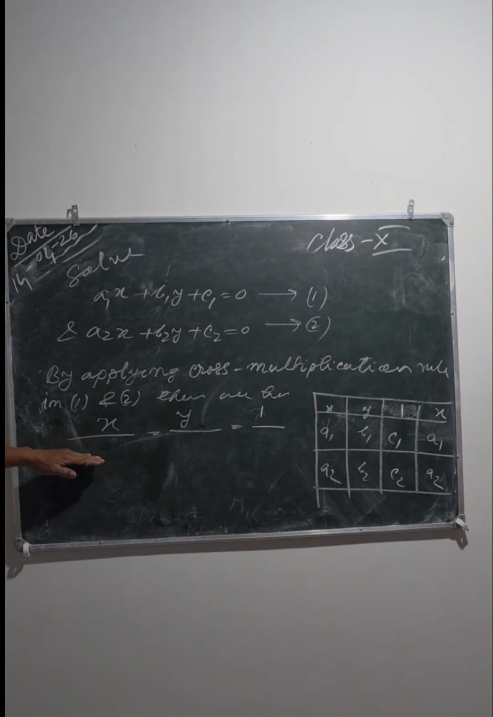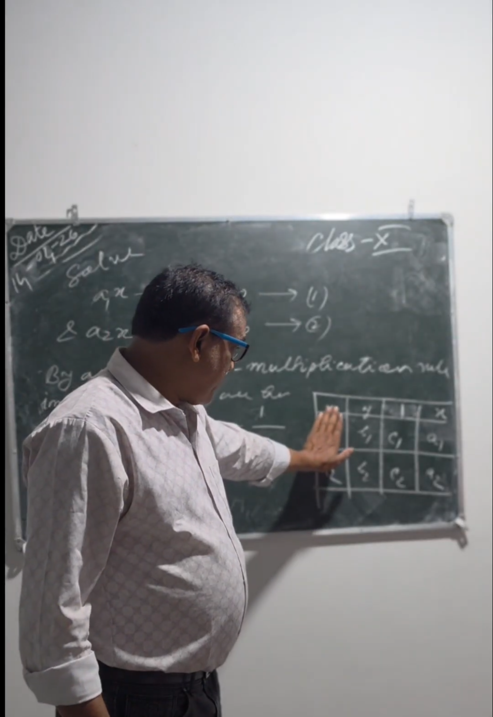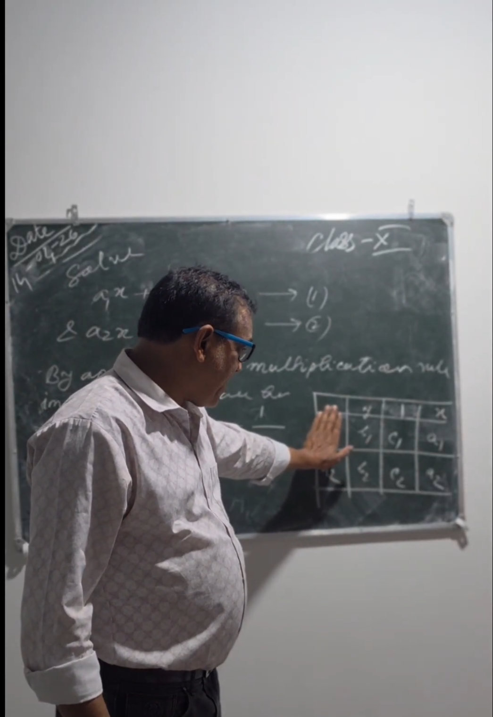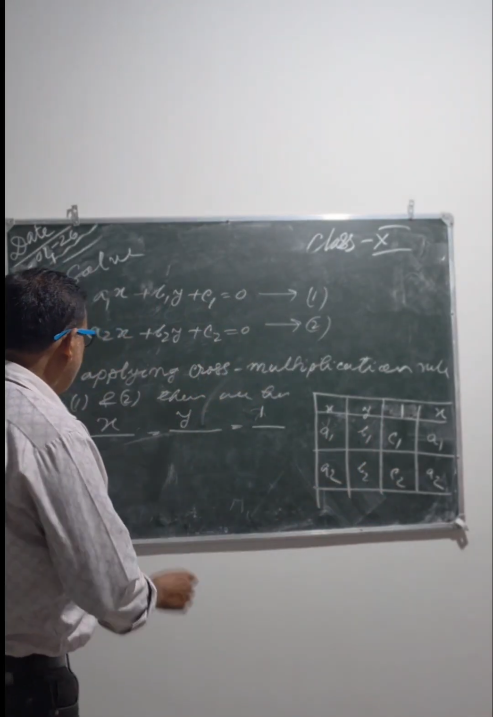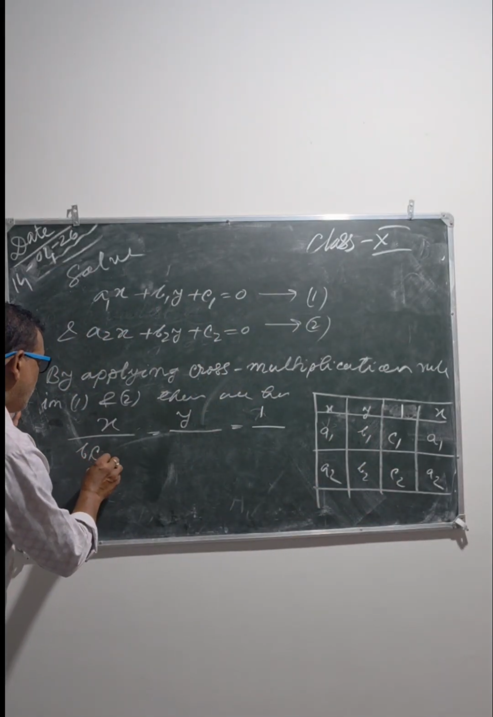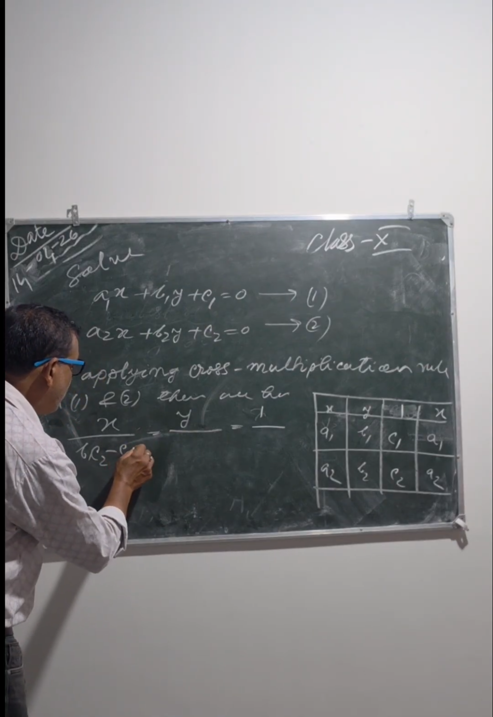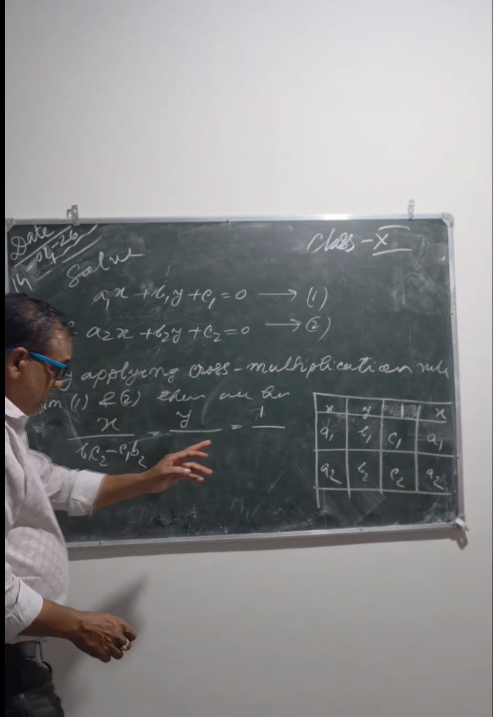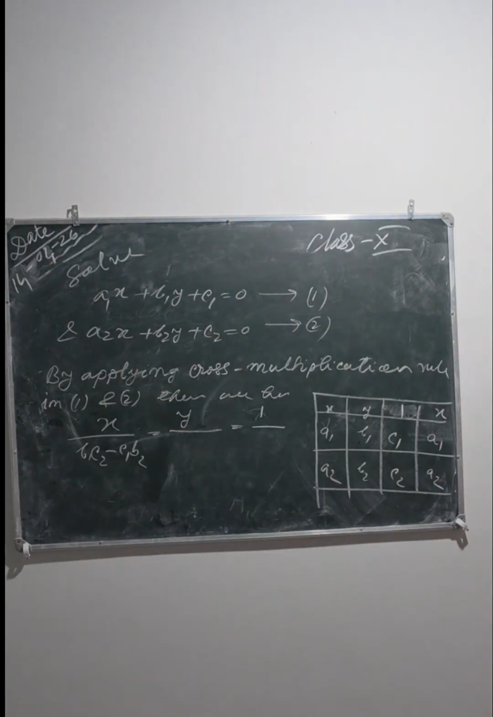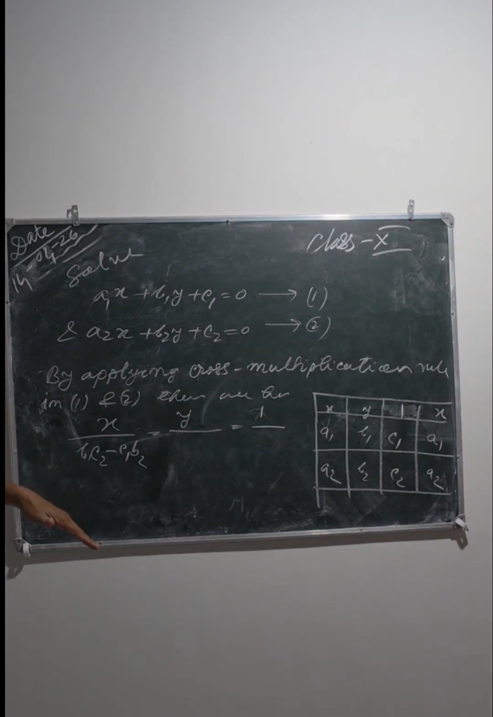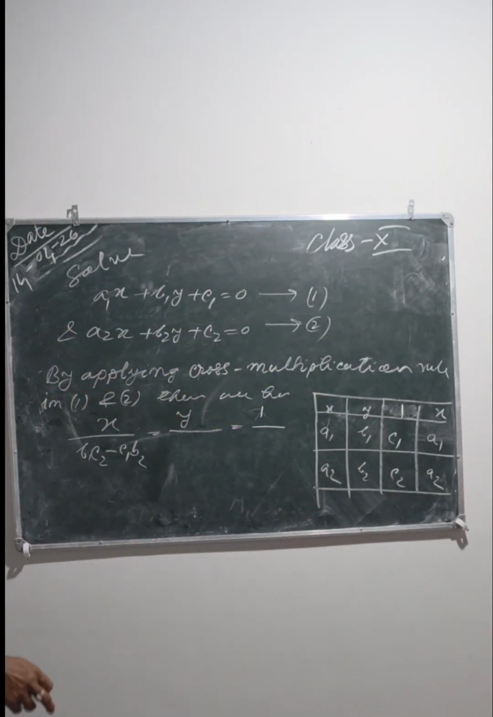Whenever we write just below x, then we should omit the coefficient of x, then multiply in between the coefficient of y and constant term: b1 c2 minus c1 b2. So this into this minus this into this. Cross way we have to, and we should start our multiplication from left to right. b1 c2 minus c1 b2.